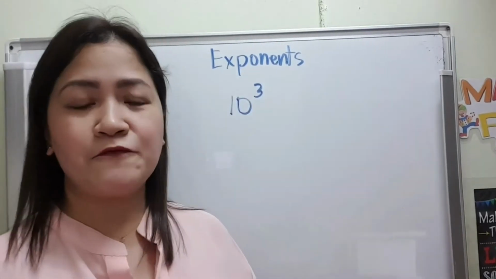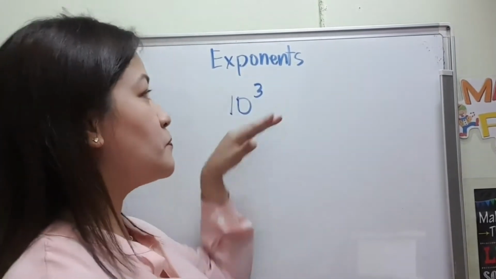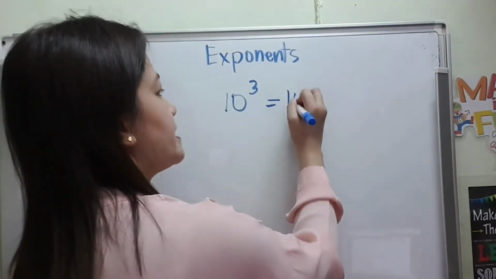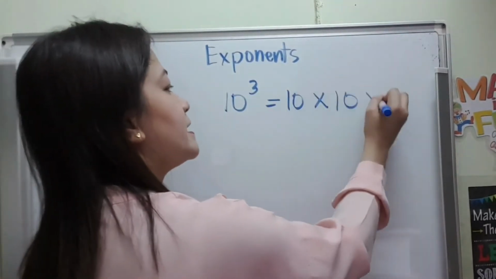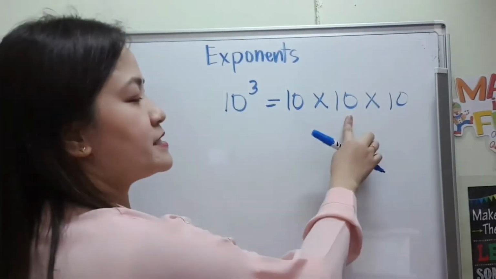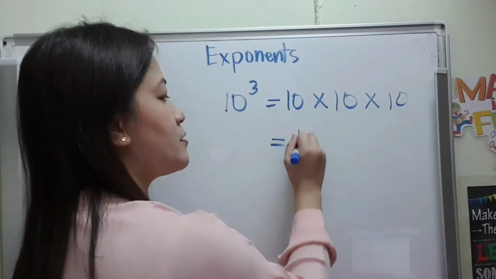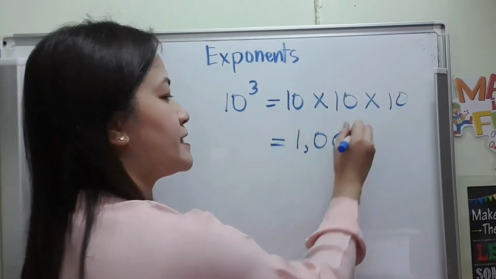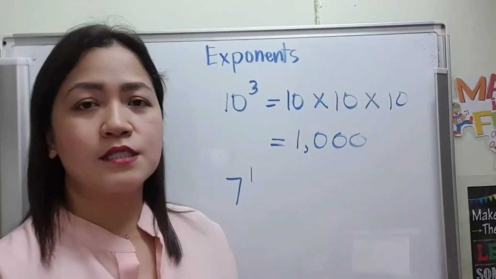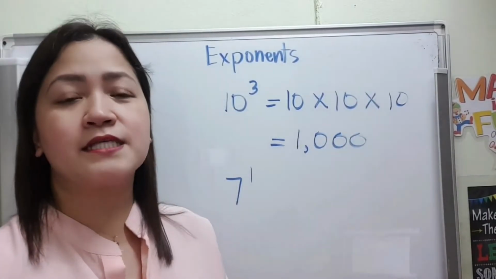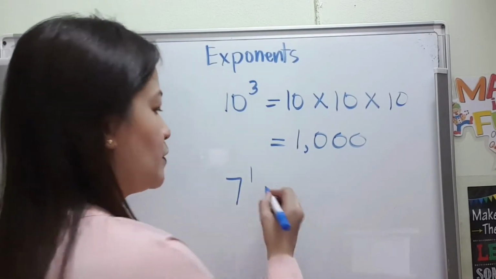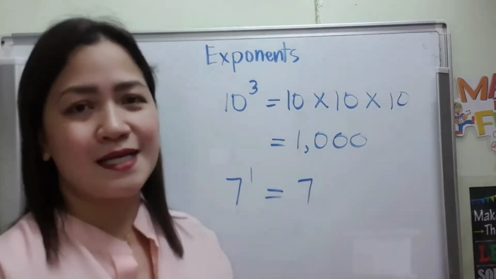Now what if we are asked to find the value? Suppose we have the 3rd power of 10. So this means that 10 is repeated 3 times as a factor, or 10 times 10 times 10, which is also equal to 1000. Another example is the 1st power of 7. So that means that 7 is considered as a factor just 1 time, or that is equal to 7.